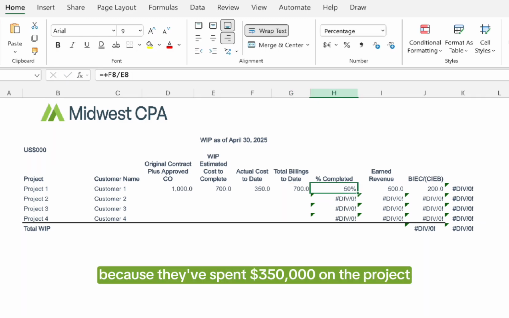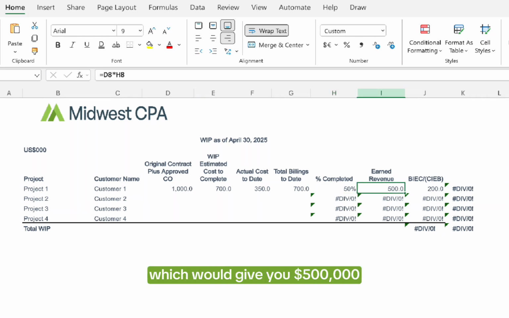In this case, because they've spent $350,000 on the project and they expect to spend $700,000 on the project, we consider them 50% completed with this project. That would mean that they should recognize 50% of the revenue. So that would be $1 million multiplied by 50%, which would give you $500,000.